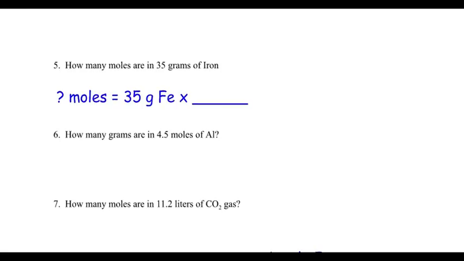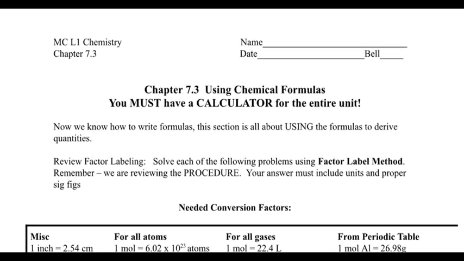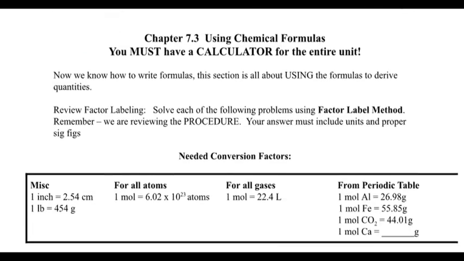Okay, so how many moles, we're back to the moles again, are in 35 grams of iron? This is not atoms, this is grams. So let's see what the front page says again. So flip over. So where do I see grams and moles? Well, it's not here, not here, not here. Oh, look at this. 1 mole of iron is 55.85 grams.